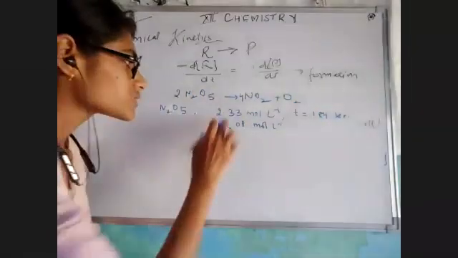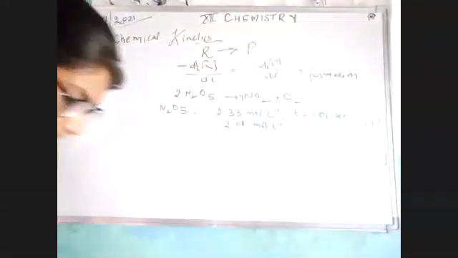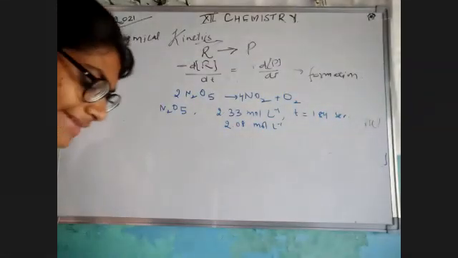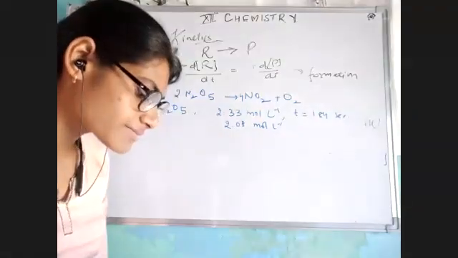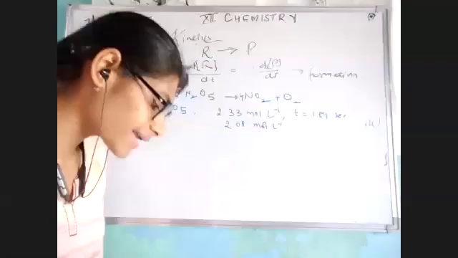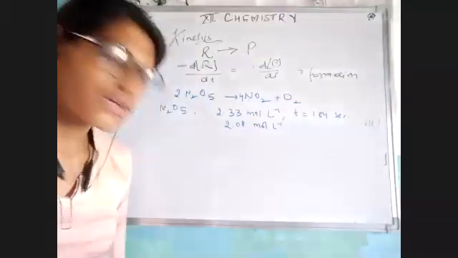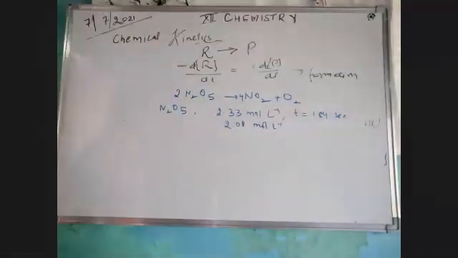Sorry, this was the initial and this was the final. And we have to calculate the rate of reaction in terms of hours, in terms of minutes, in terms of seconds also, and what is the rate of production of NO2. Both concepts we have done in yesterday's class.